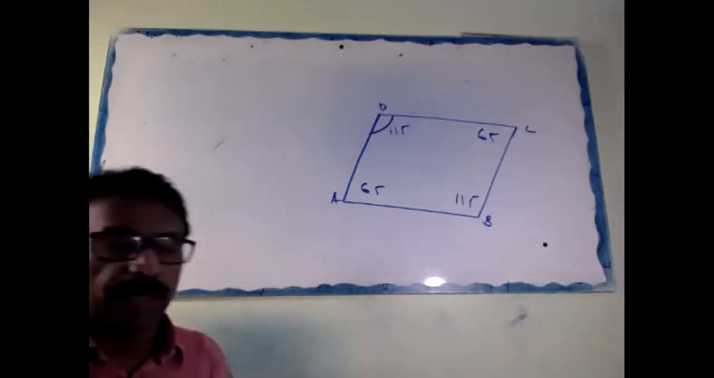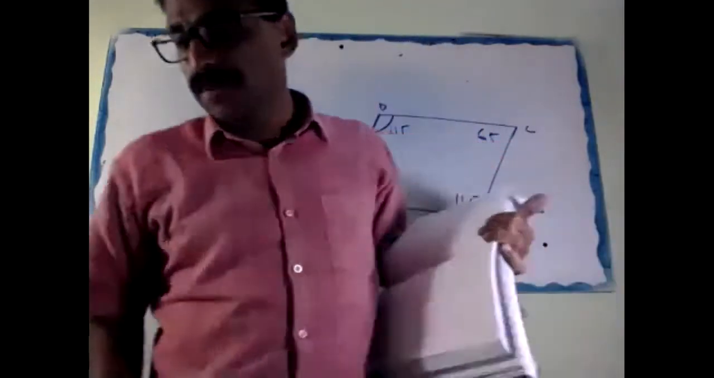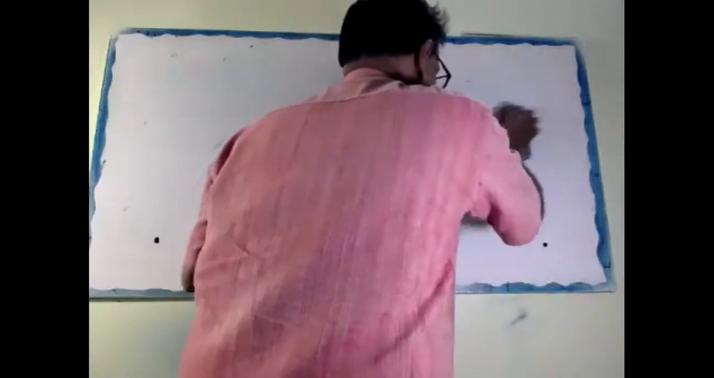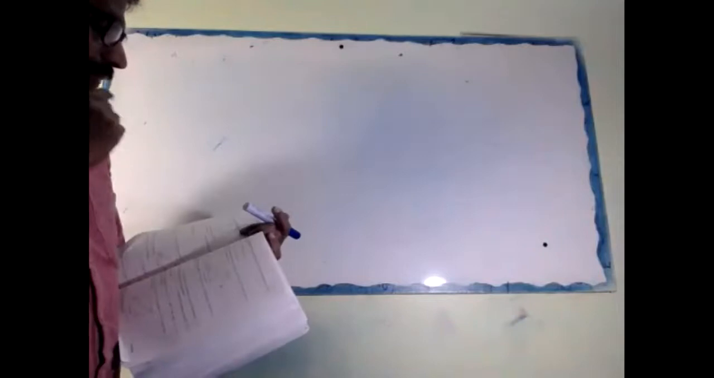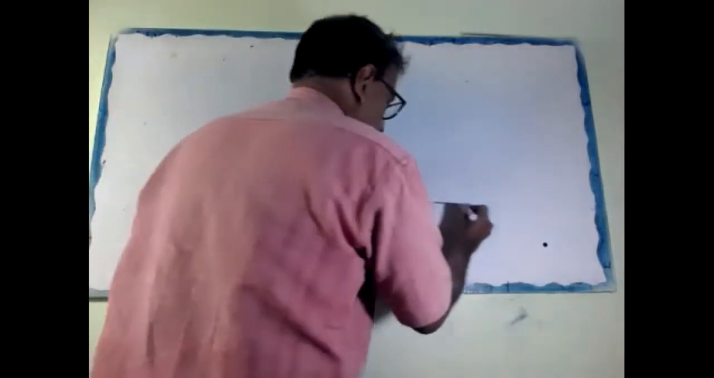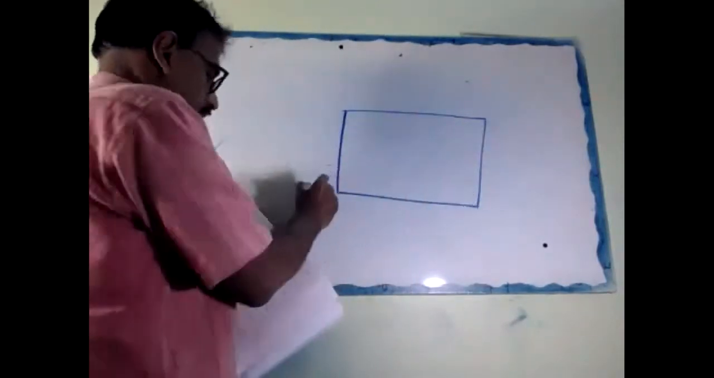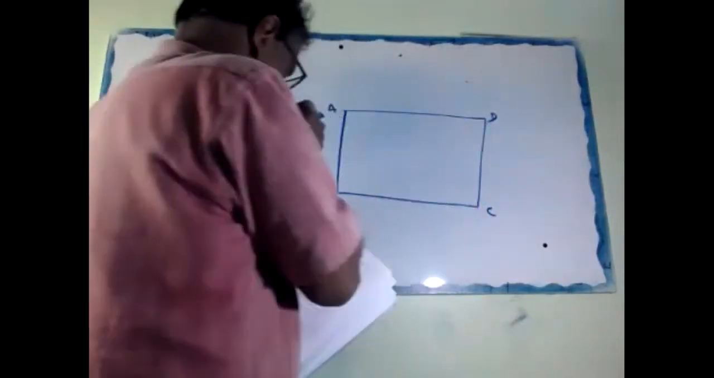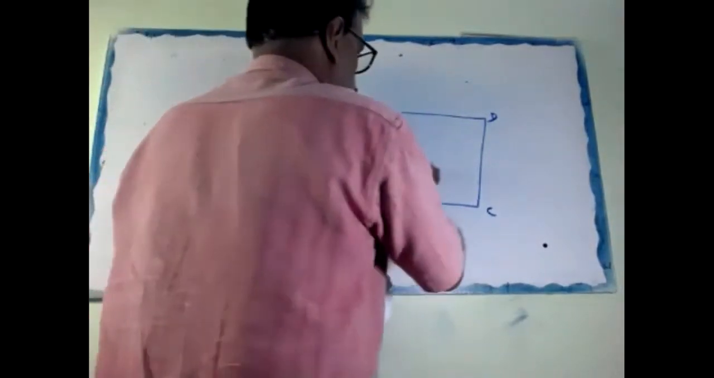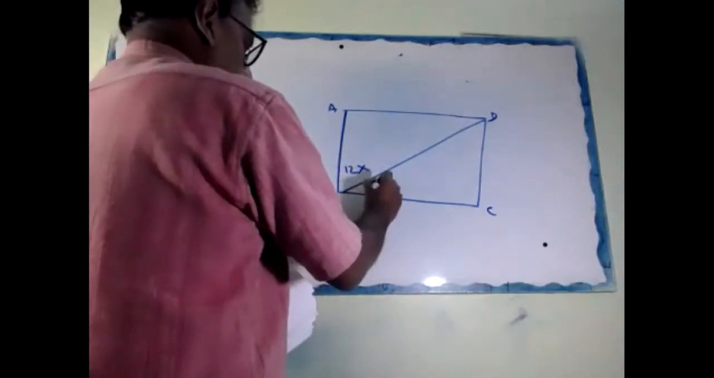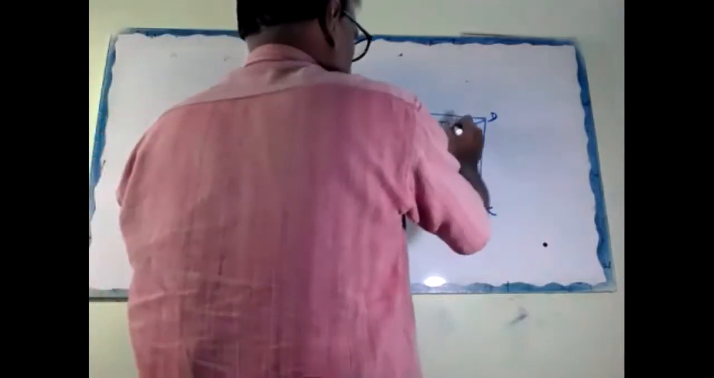Okay, next question. In figure, ABCD is a parallelogram. Find the values of X and Y. 12X here, 7Y here. Here 28, here is 60. Okay, find out.